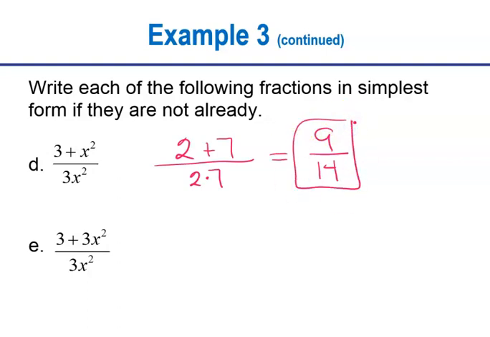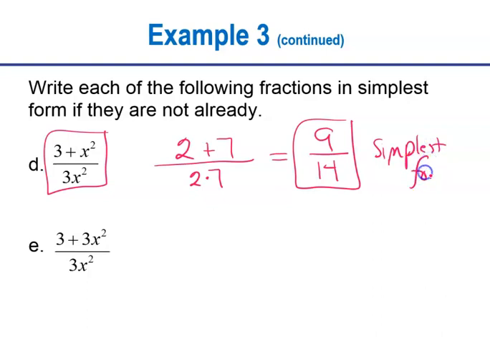So we can see from a numerical problem, you can't just cancel this 2 and this 2 and this 7 and this 7. Even though the tendency is there, you cannot do that. This does not simplify at all. That is what we call in lowest terms. So this is simplest form.